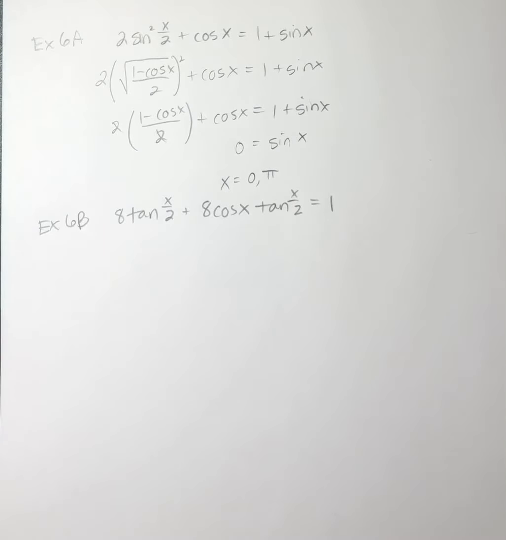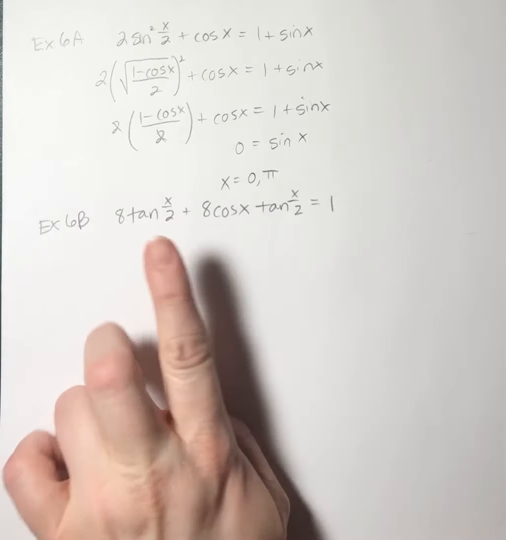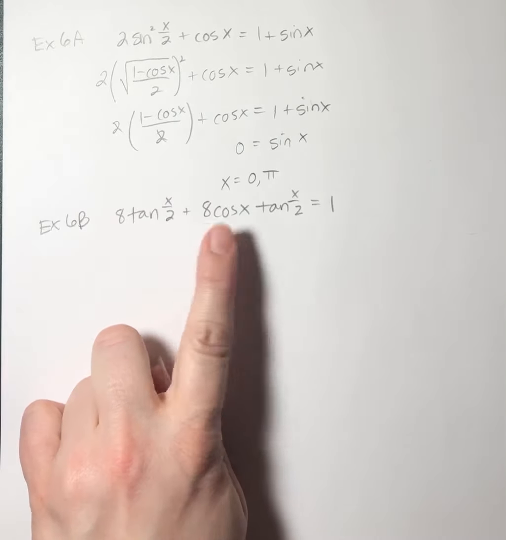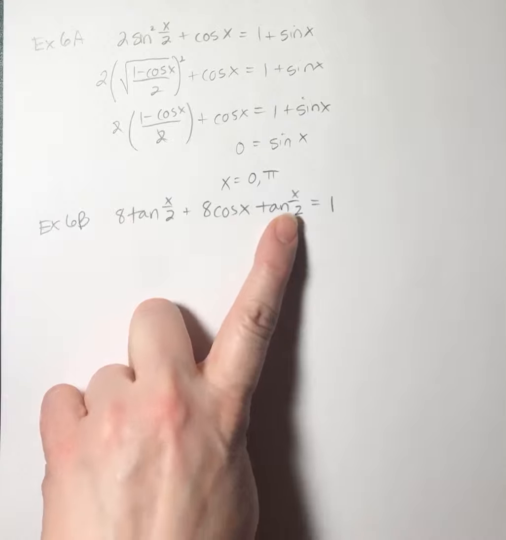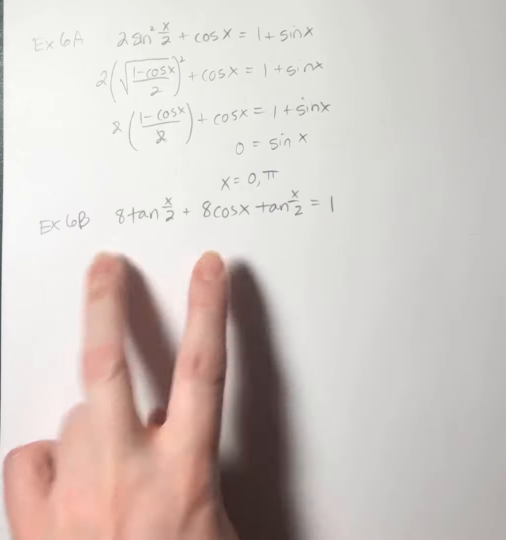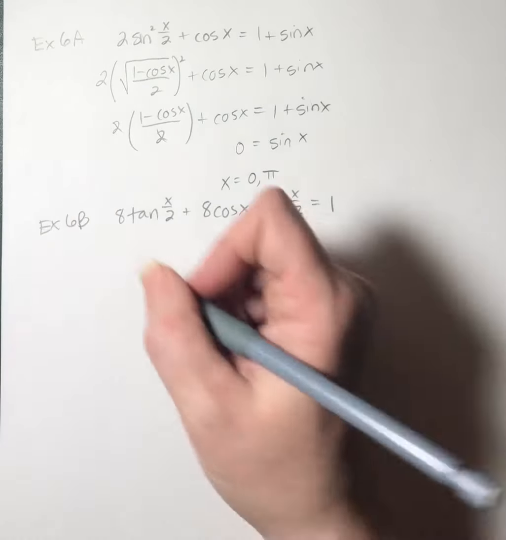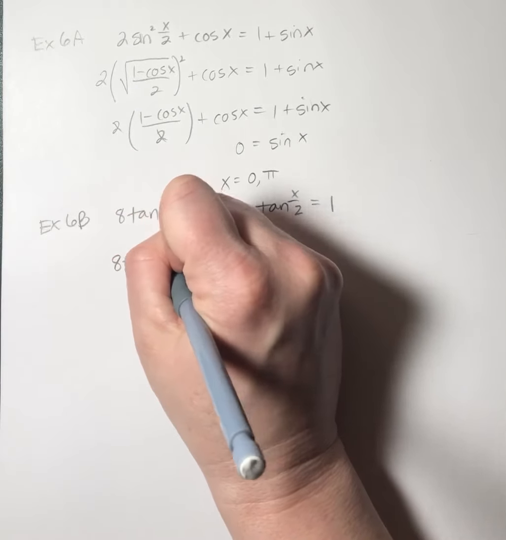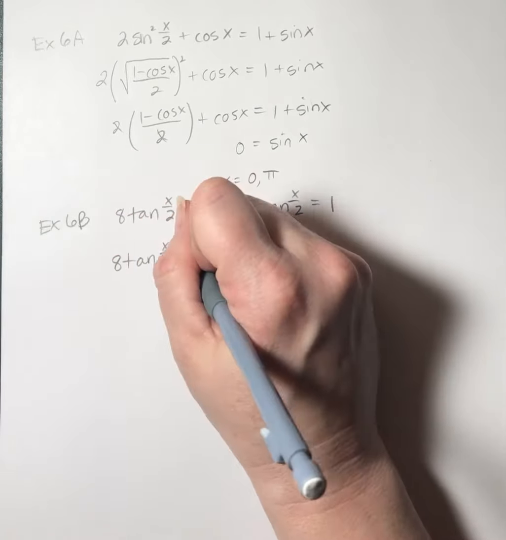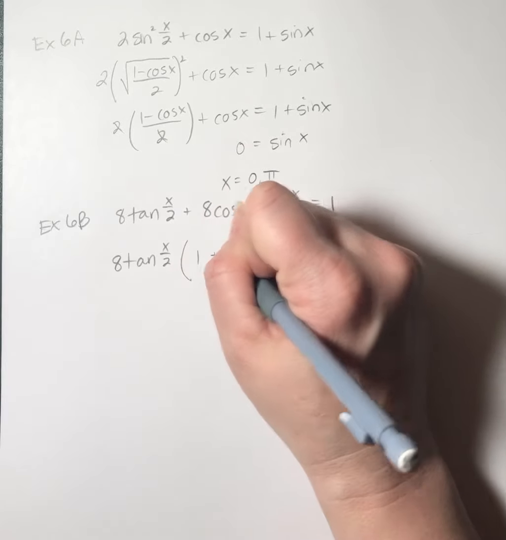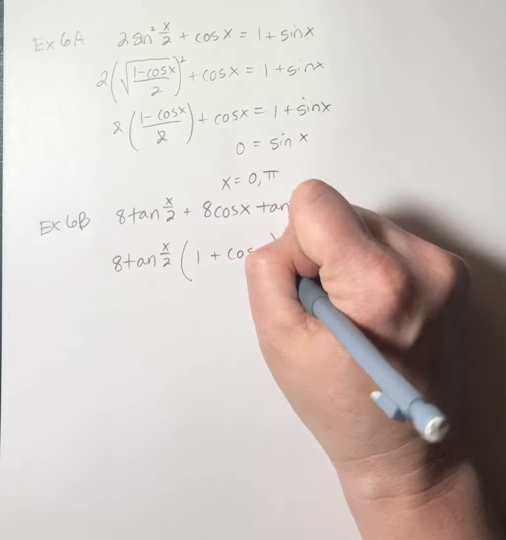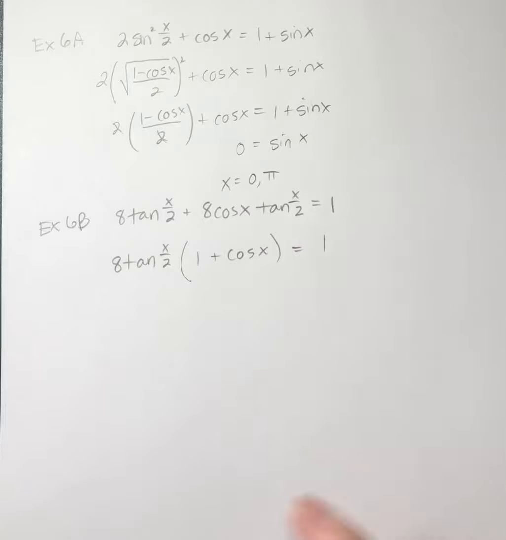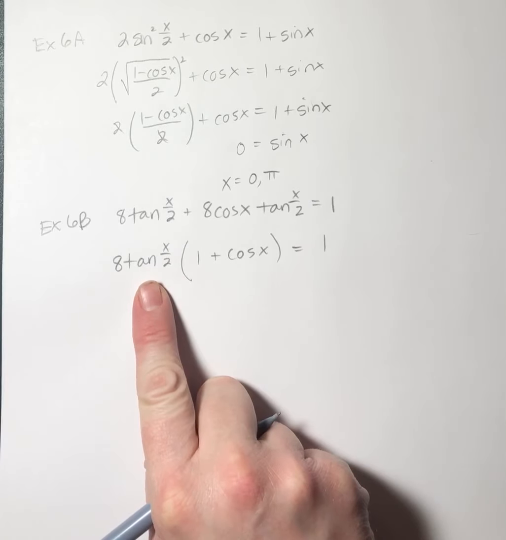All right, so I see that these have two terms, and I see that they both have the tangent of x over 2 and an 8 in common. So I'm going to pull that out. And there's multiple ways of doing this. This is just one way. All right, tangent of x over 2.